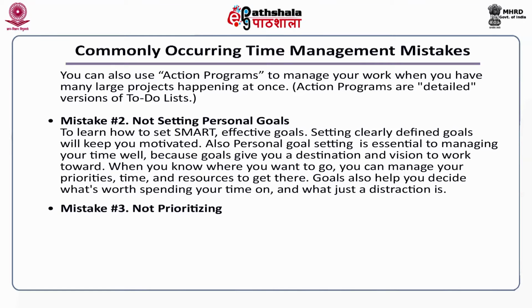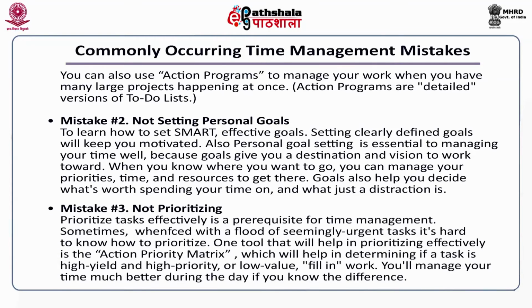Mistake number 3 is not prioritizing. Prioritizing tasks effectively is a prerequisite for time management. Sometimes when faced with a flood of seemingly urgent tasks, it's hard to know how to prioritize. One tool that will help in prioritizing effectively is the action priority matrix, which will help in determining if a task is high yielding and a high priority or low value fill-in work. You'll manage your time much better during the day if you know the difference.